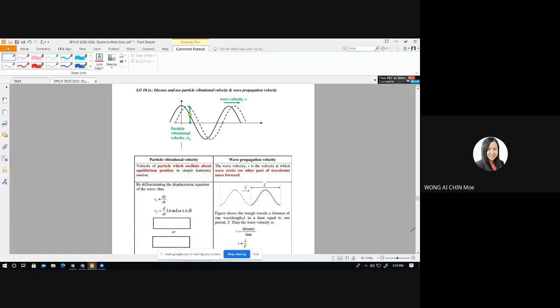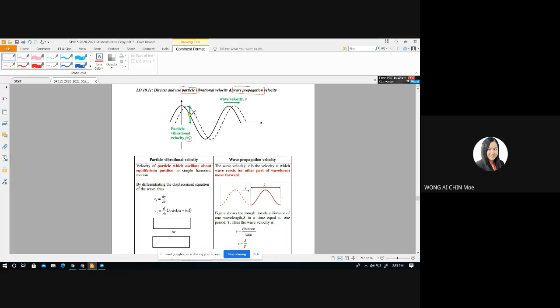We will go to the next subtopic, which is 10.1c, discuss and use particle vibration velocity and also wave propagation velocity. Okay, meaning that here we have two types of velocity. The first one is the particle vibration. The second one is the wave propagation velocity.